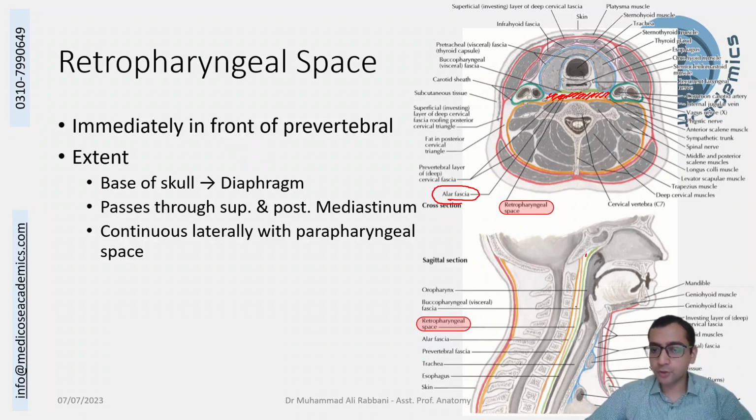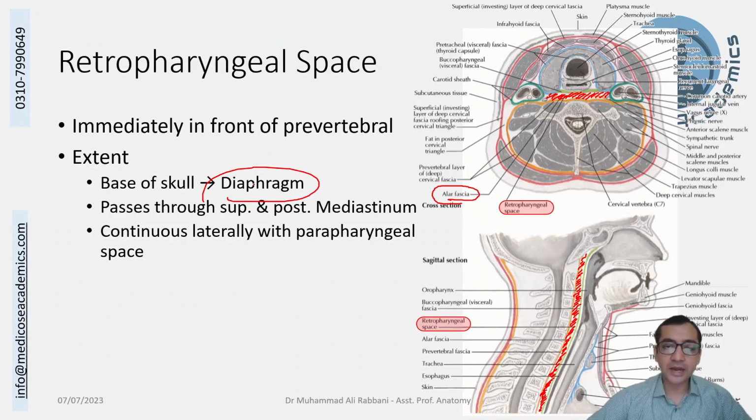If we go up to the base of the occiput, like you can see here, any fluid, any bleed, anything that is present here will trickle down all the way from the superior mediastinum to the posterior mediastinum, and it will be blocked only at the level of the diaphragm. So any inflammation, any exudate present in the retropharyngeal space goes all the way down to the diaphragm. So it includes the superior mediastinum and posterior mediastinum.